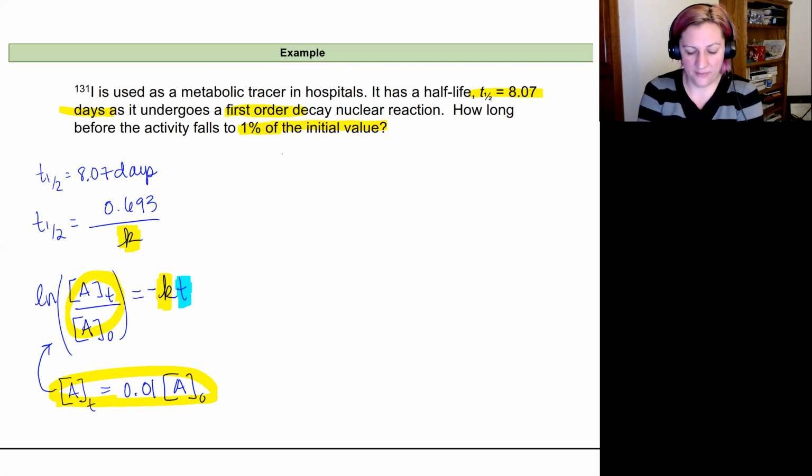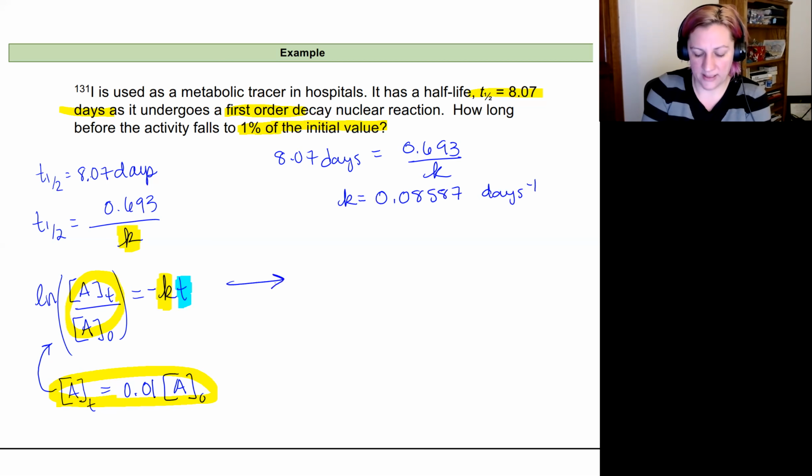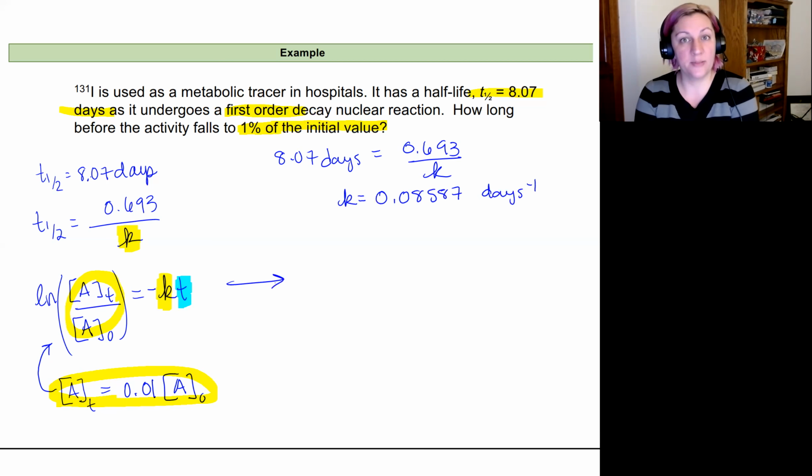So our half-life is 8.07 days, equal to 0.693 divided by K. Rearranging this equation and plugging into my calculator, I learned that K is going to be equal to 0.08587 inverse days. All right, so I can plug that into my integrated rate law. I'm going to set up my integrated rate law now with this information of K and also substituting the concentration at time t for 0.01 times the initial concentration.